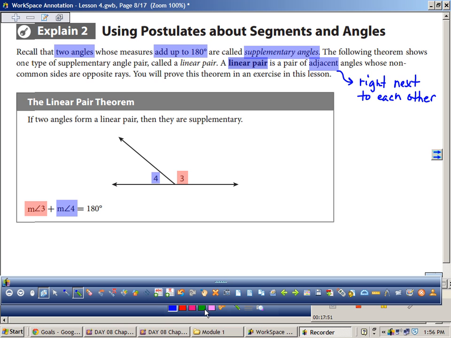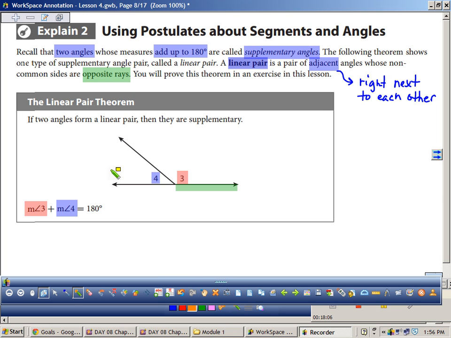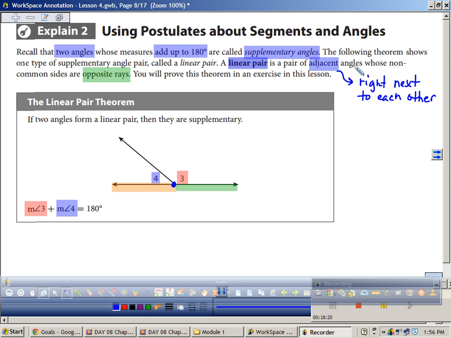Let's talk about opposite rays. Let me change my color. Here's your opposite rays. Here's one, and let's do orange, here's the other one. These are opposite rays that have a common endpoint. See that? One ray going in this direction, one ray going in this direction. So it kind of makes sense.